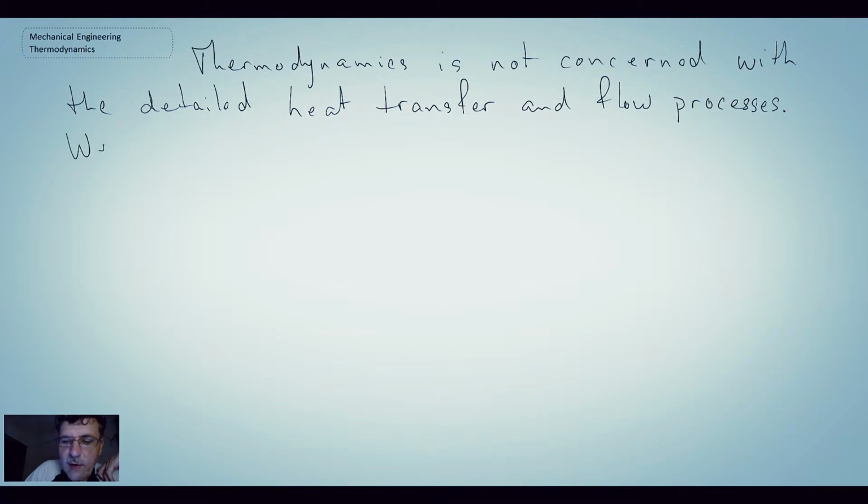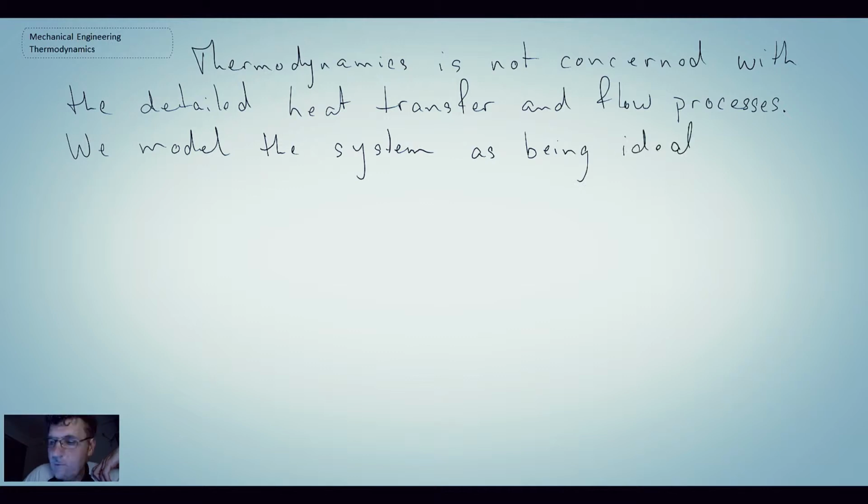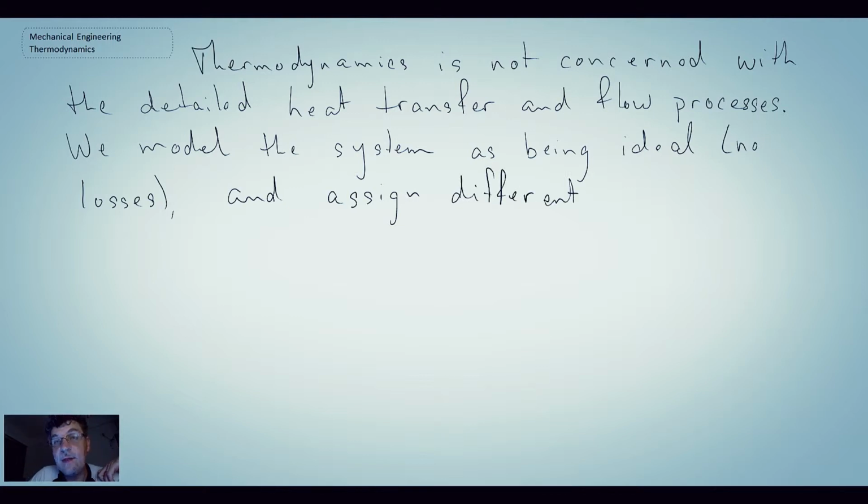So in thermodynamics, what we do is quite often we will model the system as being ideal. So that is no losses. And then what we do is we assign efficiencies to the different components that we might have within our cycle.